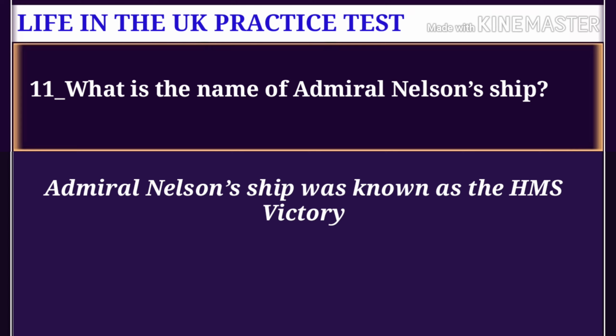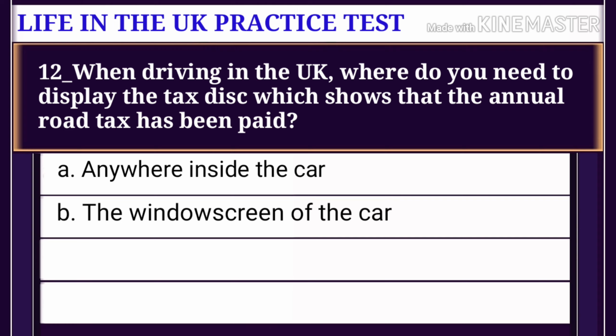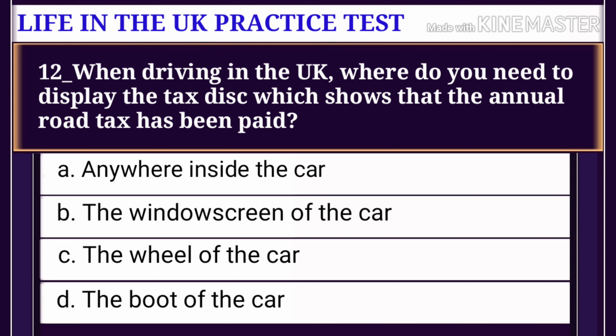Life in the UK practice test. Question 12 of 24. When driving in the UK, where do you need to display the tax disc which shows that the annual road tax has been paid? A. Anywhere inside the car. B. The window screen of the car. C. The wheel of the car. D. The boot of the car. The correct answer is B. The window screen of the car.